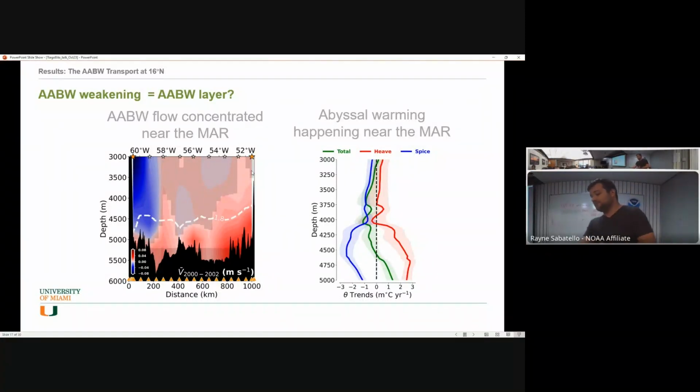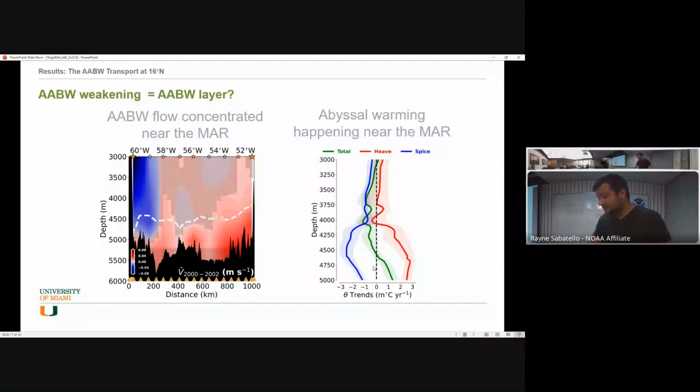One thing that we need to do then is start looking at the variability of the properties of water that define the density. So we did it in terms of temperature, salinity, and density, of course. And what we see is that the change in the geostrophic shear is actually driven by warming near the mid-Atlantic ridge, while no significant warming or trend is in the western boundary. So we calculated the temperature trends. That's the green line, and you can see that below 4,500 meters we have warming.